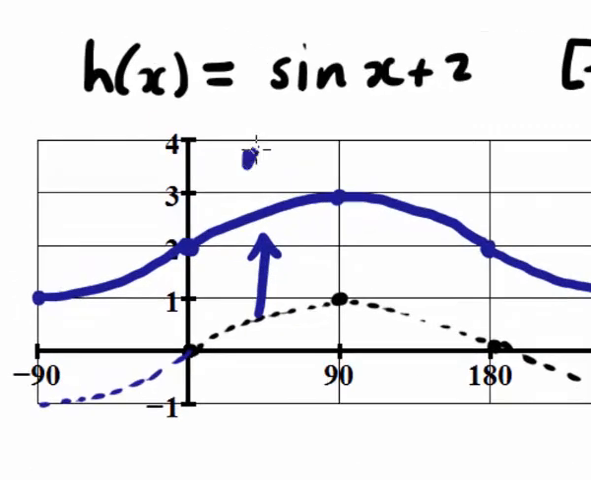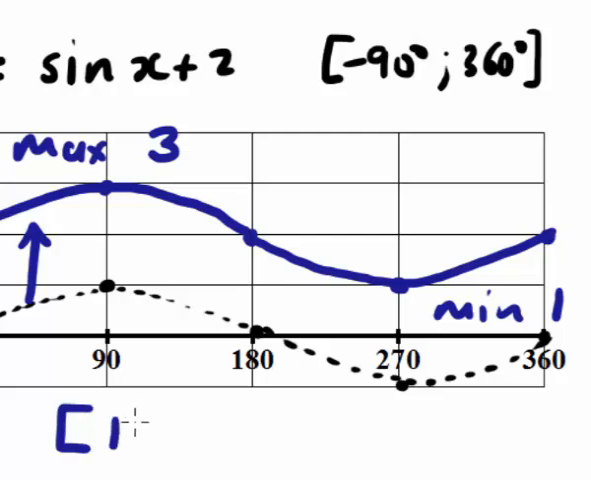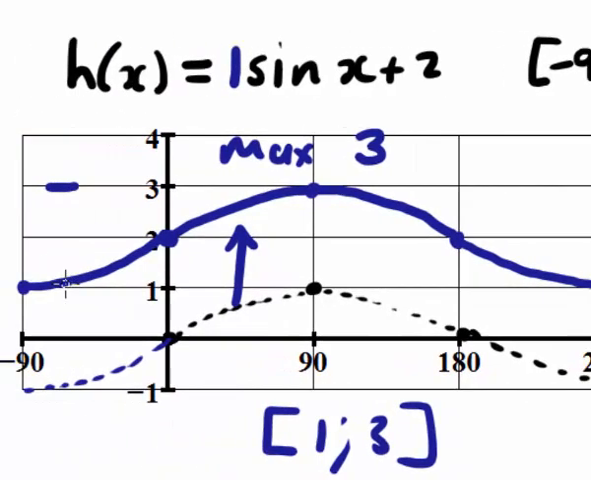Okay, now what is the maximum value for this blue graph? It is 3. The minimum is 1. So the range is 1 to 3. The period is still 360 degrees, and the amplitude is still 1. Remember, the amplitude is really half the distance between the maximum and the minimum. So if you look at those distances there, that distance is 2. So halve that and you get 1. So again, be careful with that maximum, minimum, range, and all those things.